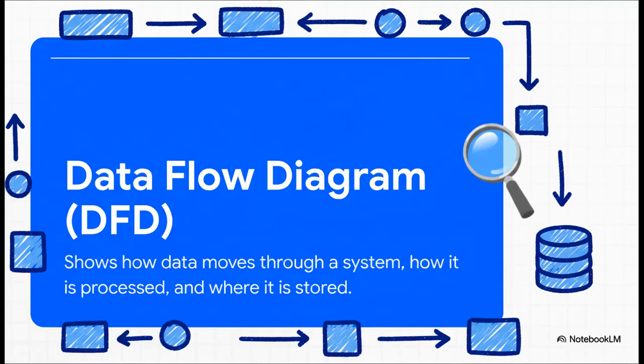You can think of a DFD like a map of a river. It doesn't show you the boats or the cargo, just the water itself. It tracks where the data comes from, the path it takes, how it gets changed along the way, and where it finally ends up. It's a pure, no-frills, bird's-eye view of the information's journey.